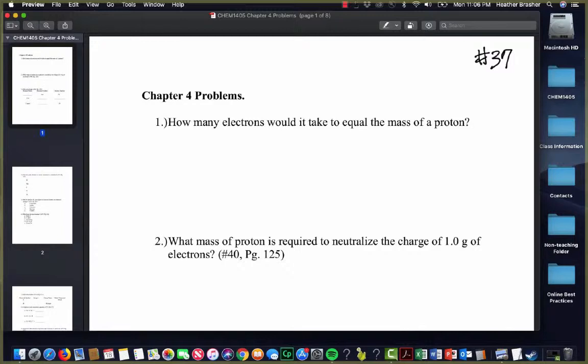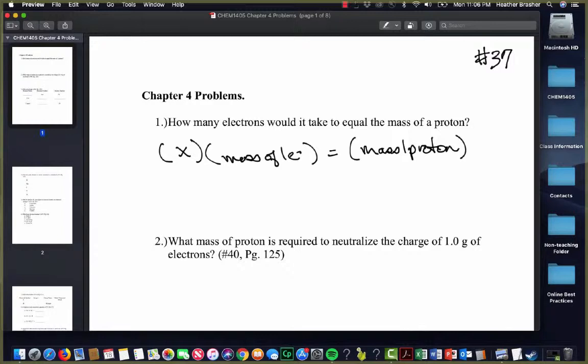So basically, what we're going to have is the mass of one proton equals basically the mass of one electron, right? And we know that protons weigh more than electrons, so how many of those are we going to have? So this is the basic way that you set it up.